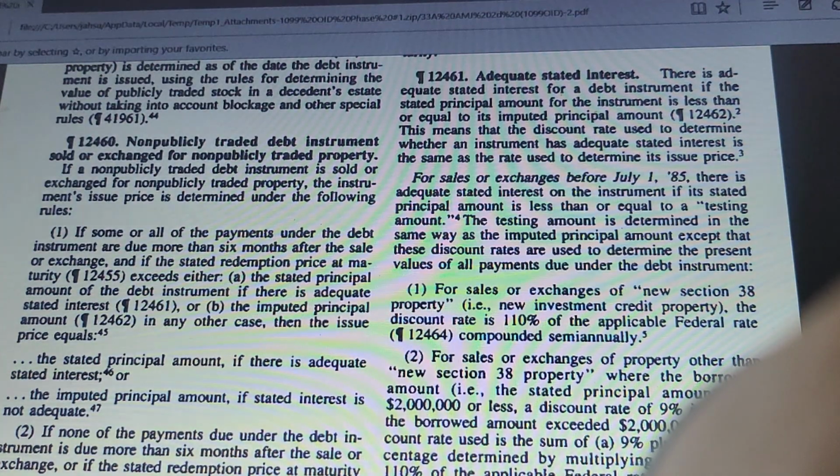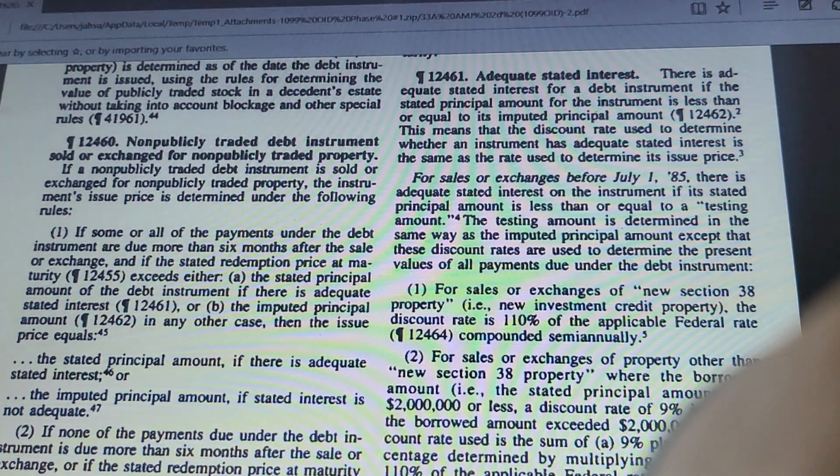In parentheses, 1246(2), this means that the discount rate used to determine whether an instrument has adequate stated interest is the same as the rate used to determine its issue price.